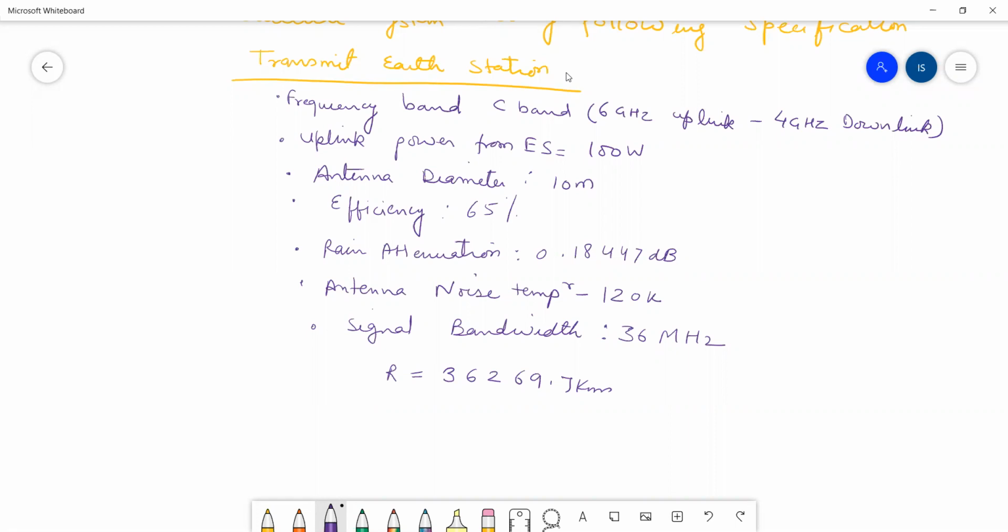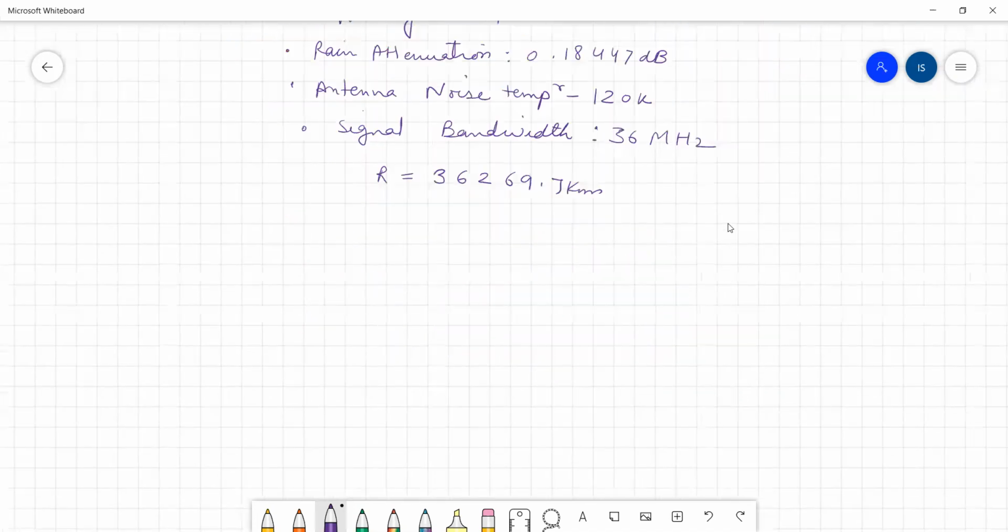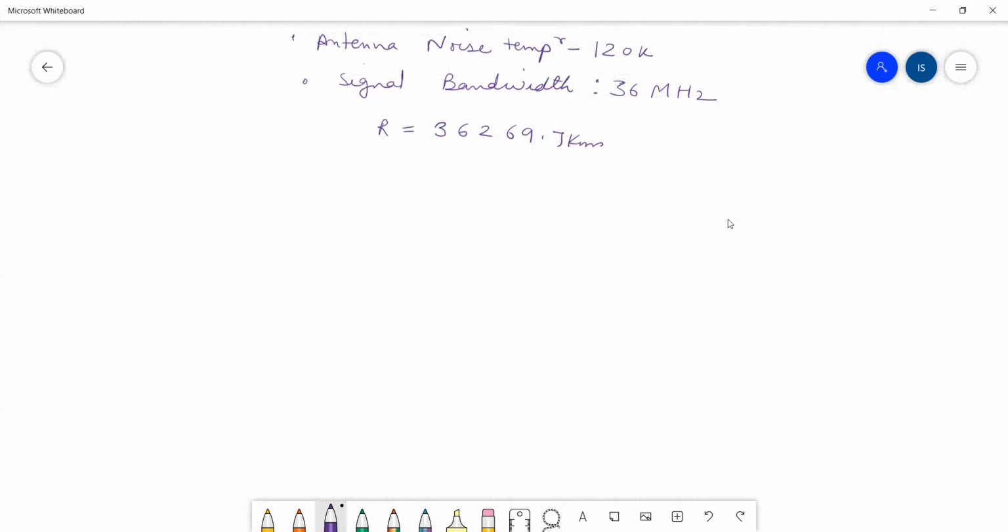Hello. Okay. So this is the distance. Now first we have to calculate the uplink performance and then the downlink. The downlink is not being discussed here. Okay. So these are the terms. Now, we will calculate the uplink performance.